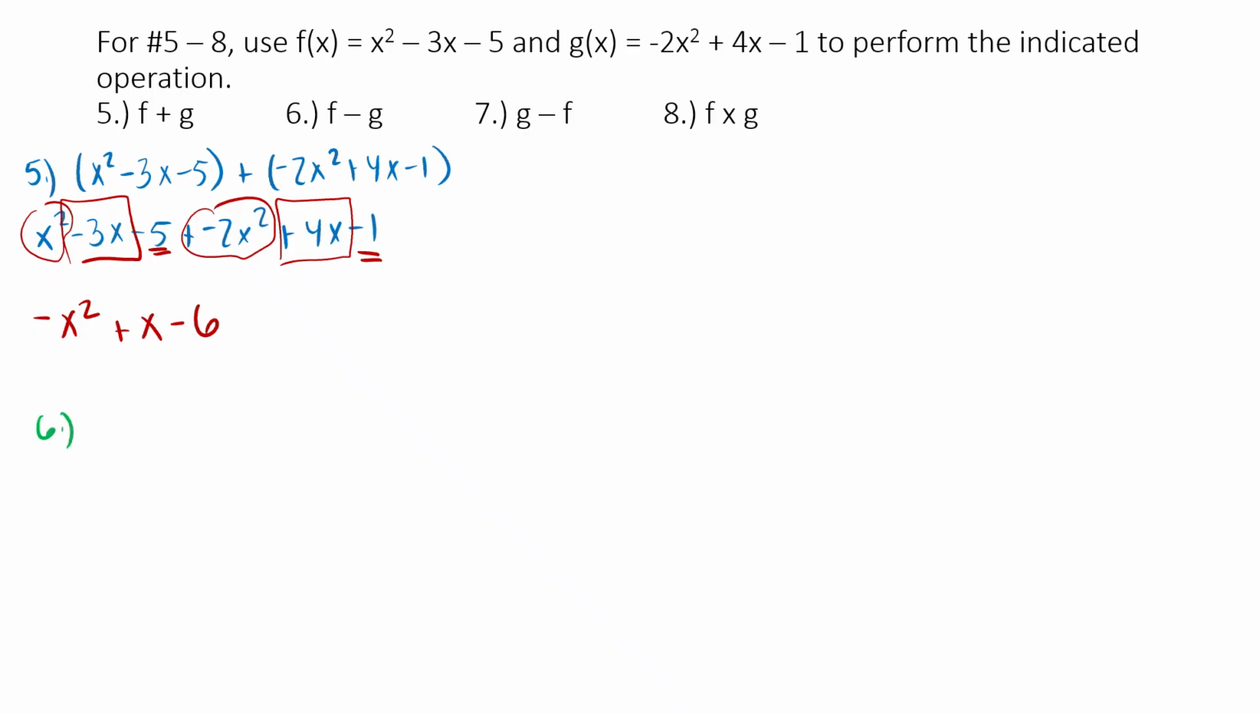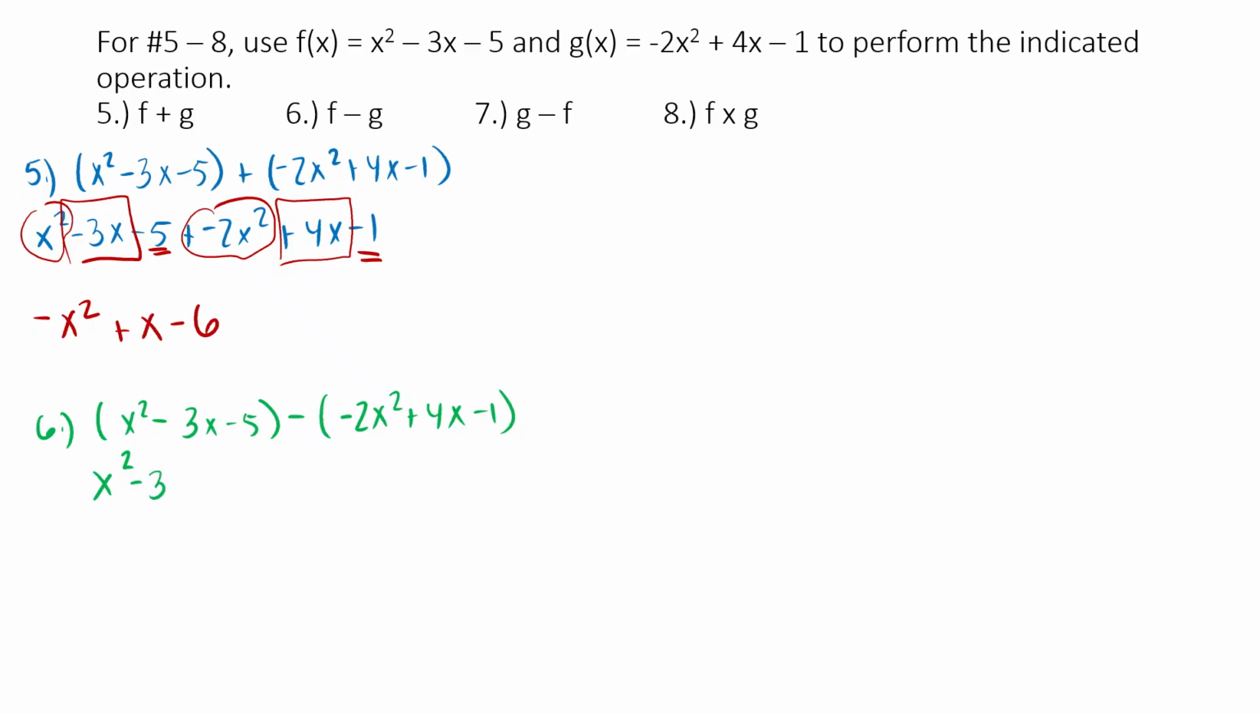On our second one, we have x squared minus 3x minus 5, and we are going to subtract from that negative 2x squared plus 4x minus 1. And in this case, the second set of parentheses is not cosmetic. It is telling us what we need to have the opposite of. So essentially, that subtraction is going to flip the sign of everything in the second set of parentheses.